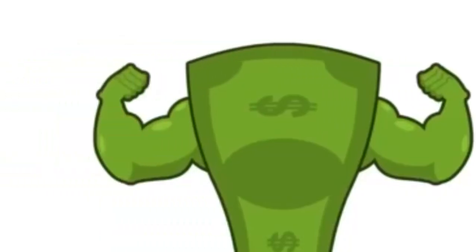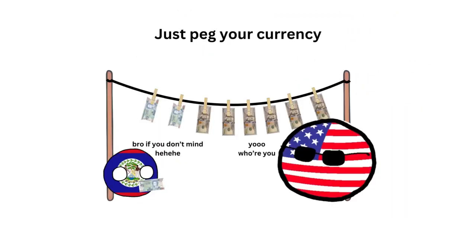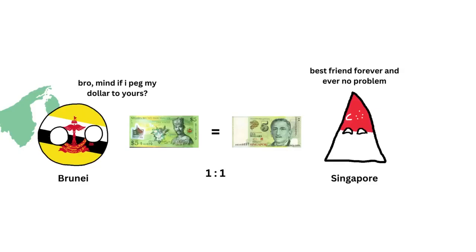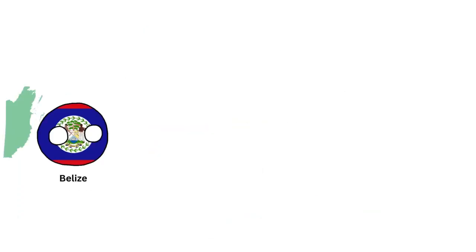Section 5. Fixed value. So if you want your country to get a stable and strong currency and also doesn't want it to be hacked, then just use this trick. Just peg your currency to the currency of stronger and stable countries. For example, Brunei, a small sultanate in Southeast Asia, pegged their currency 1-to-1 to the Singapore dollar. So it means both currencies have equal value. And that's why you also can use Singapore dollar in Brunei and vice versa.